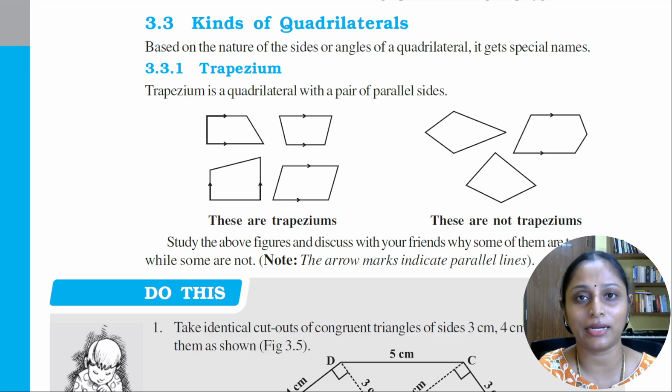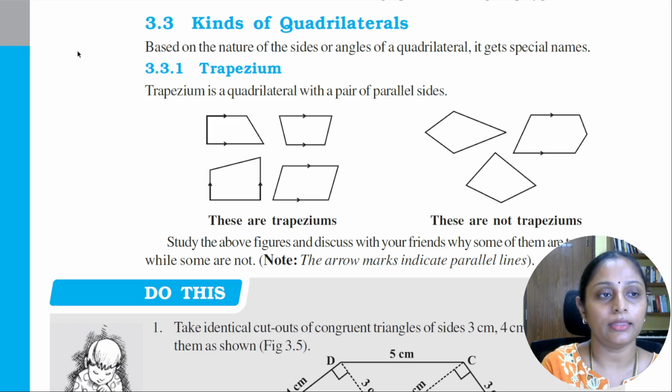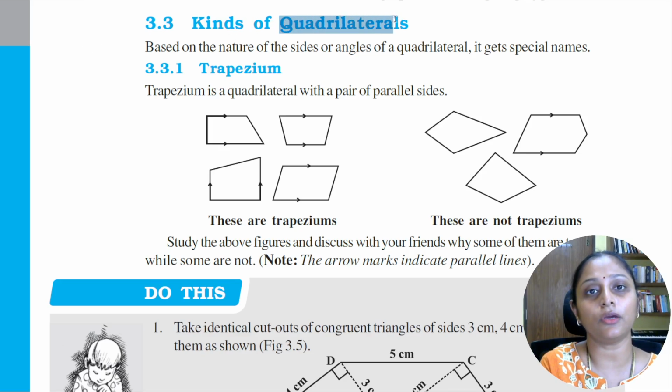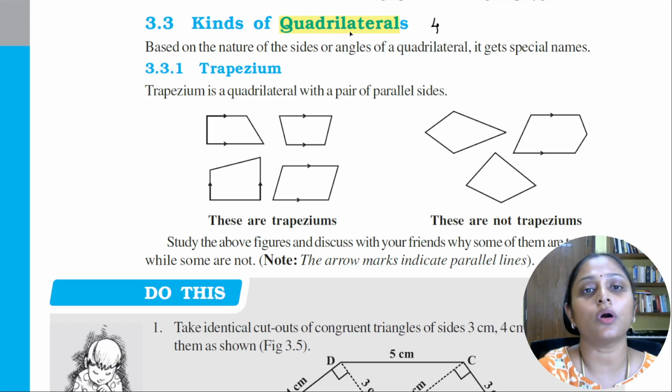Subtopic: kinds of quadrilaterals, from Understanding Quadrilaterals, which is the third chapter in the NCERT textbook for class 8. So what do we mean by a quadrilateral? In the earlier video we have already seen that a polygon is a simple closed curve made up of line segments. Now a quadrilateral is a polygon of 4 sides. Four lateral sides. So a quadrilateral is a polygon consisting of 4 sides.